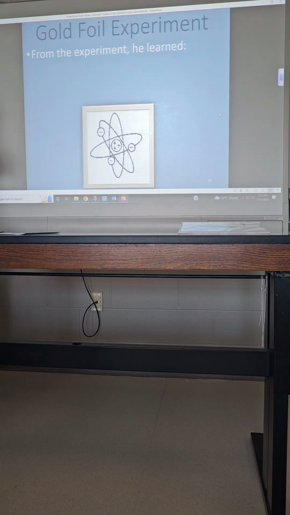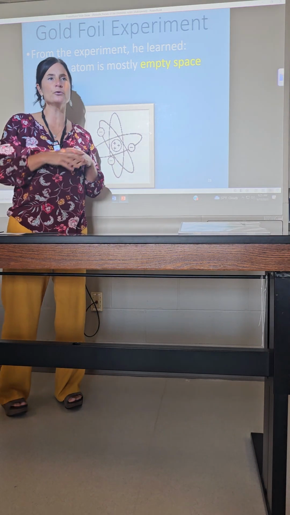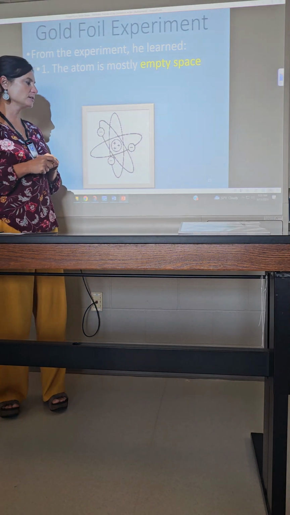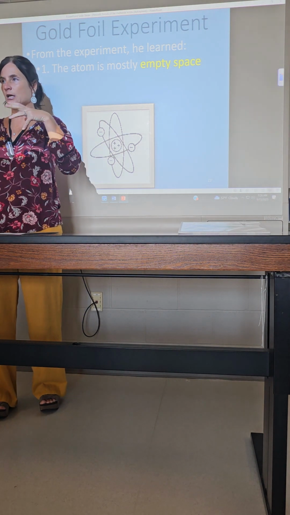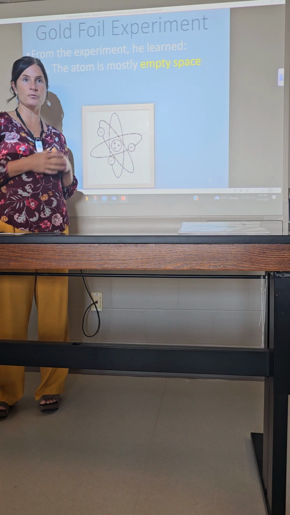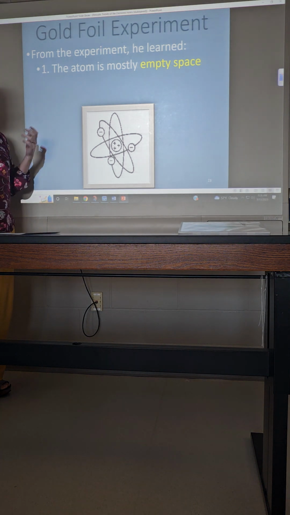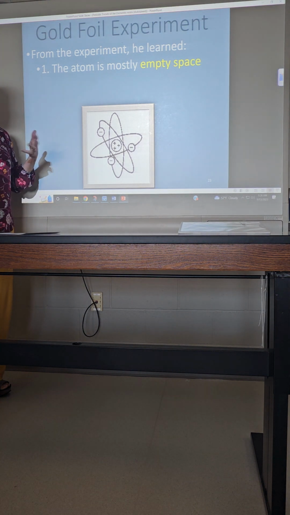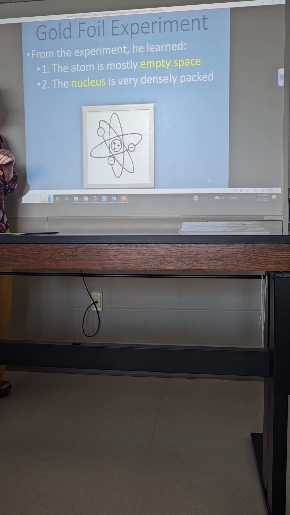And so from this experiment, he learned a couple things. That the atom is mostly empty space, because as those positive particles go through the gold foil, most of the time they were able to go right between the nucleus and the electrons. Right? So they were able just to slide right on through. That is a huge idea. It basically is like saying, hey, the atom is not solid. If it was solid, then none of the alpha particles would get through.